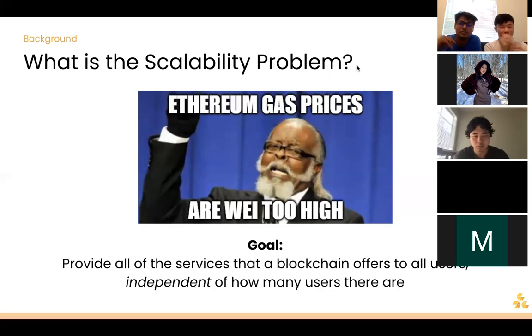And just to dive in a little bit deeper, right? When we say providing all the services that a blockchain offers, we can take Bitcoin as an example. We know from the past lectures that Bitcoin has privacy guarantees, it has security guarantees, it guarantees that you can be a pseudonymous user. And what we want to ensure is that as the network grows, as more users join the network, and as more people start to adopt Bitcoin, all of these services are still guaranteed for all users, right? So we want to make sure that all these services and guarantees are still in place, independent of how many users there are.